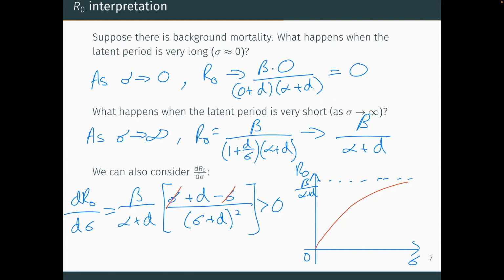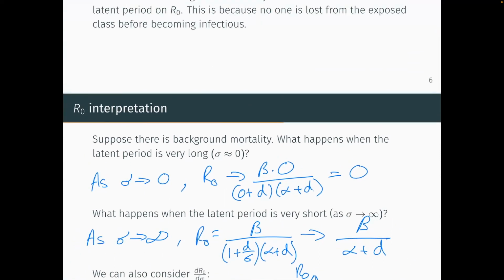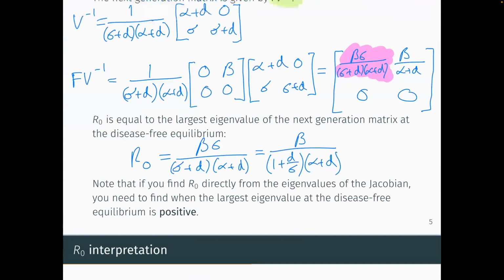Again, the fact that this derivative here is positive should make sense, because the faster our individuals are leaving the exposed class, the less time they're spending in the exposed class, the less likely they are to die from other causes before becoming infectious.